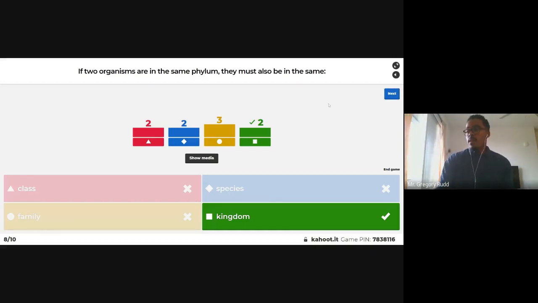All right, so this was what I was just explaining, right? If we zoom in, if we become more specific, we can't necessarily say that those two organisms are in the same class or family or species. Just because they're in the same phylum doesn't mean they're in the same class, family, or species. But they have to be in the same kingdom if they're in the same phylum. I see why that's a little difficult, but.